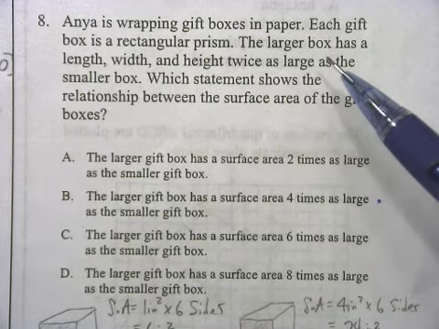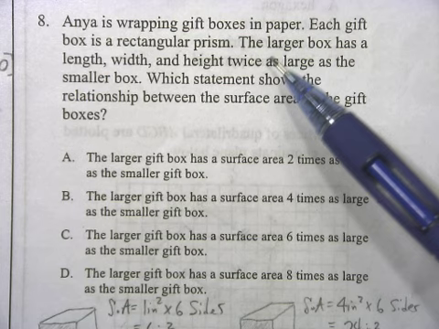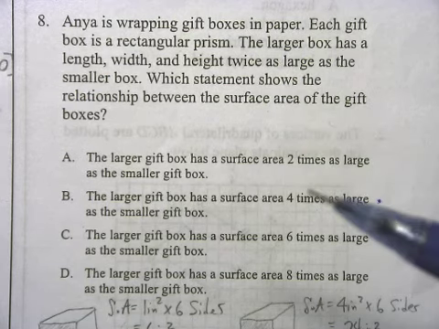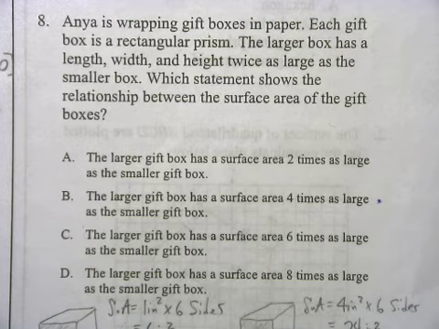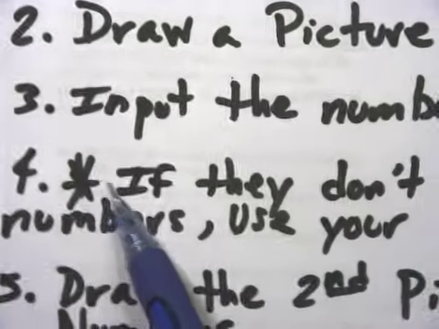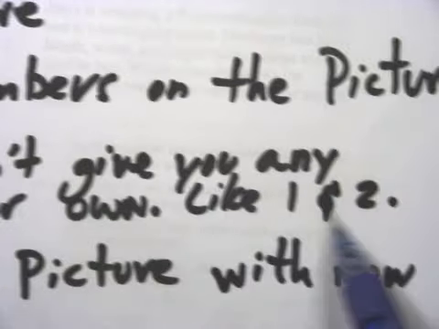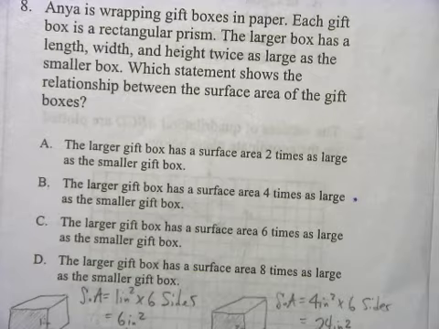Oh, and by the way, notice that all they told me was that the larger box has a length, width, and height that is twice as large as a smaller box. Well, what's the numbers, right? They didn't give me any numbers, which means that I'm going to have to use rule number 4. If they don't give you any numbers, use your own, like 1 and 2. So I'm going to use my own numbers here.